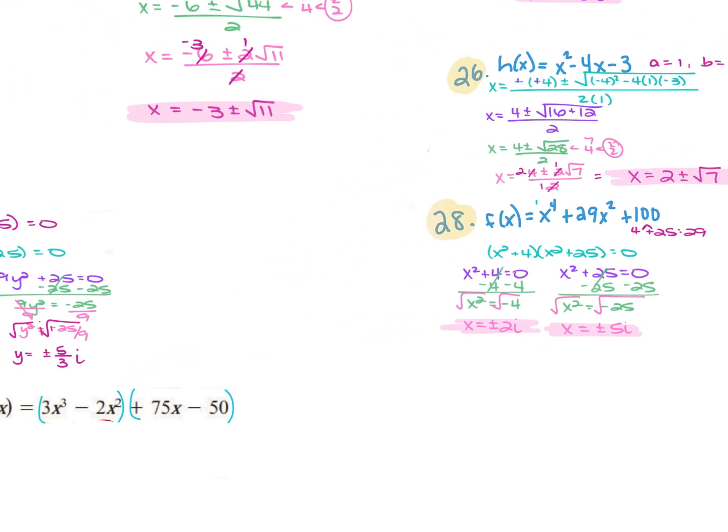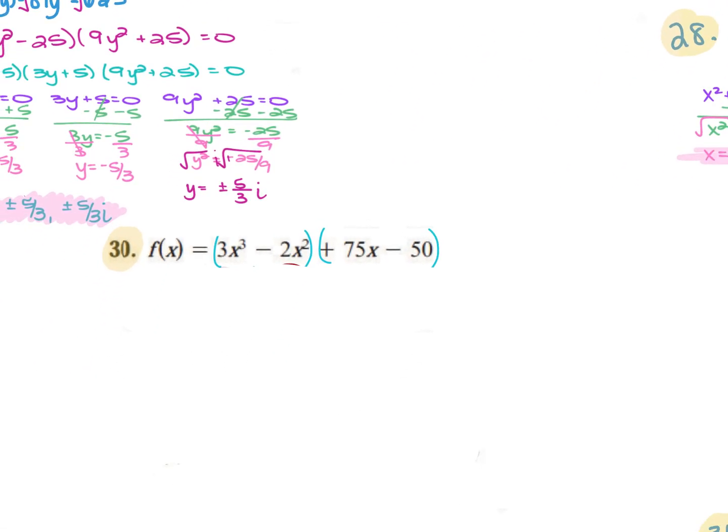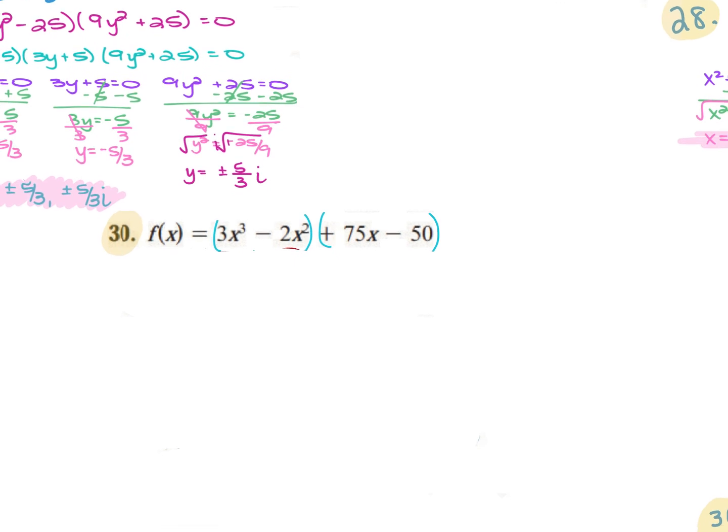For number 30, you have f of x is equal to 3x cubed minus 2x squared plus 75x minus 50. Those 2 sets of parentheses that are there for you indicate that you're going to use your factoring by grouping method. If you have 4 terms on the one side of your equal sign, when everything is moved over to the same side, and it's either f of x equal to whatever, or 0 is equal to, then factor by grouping if you can. For this one, you can.